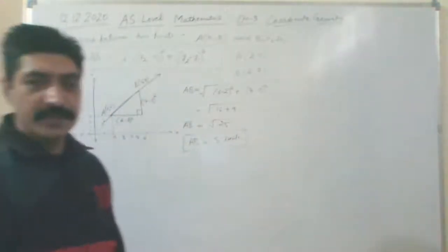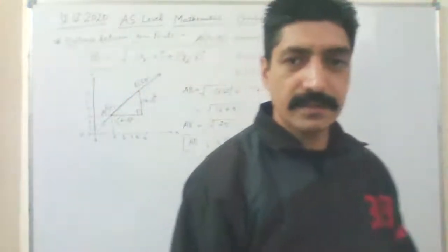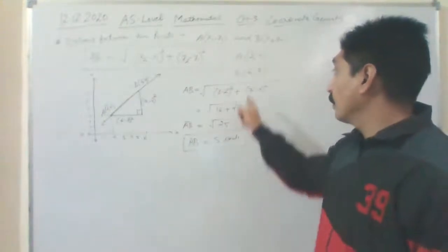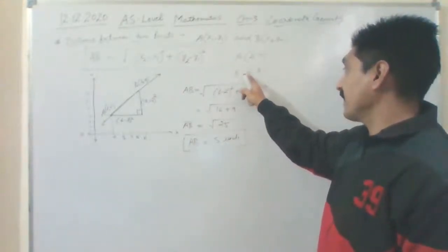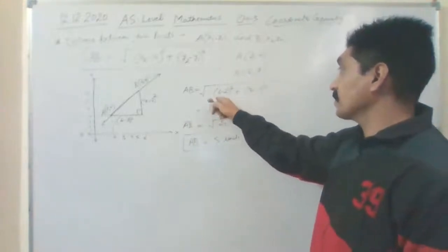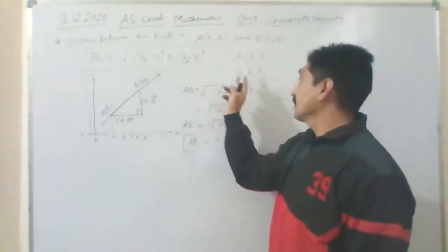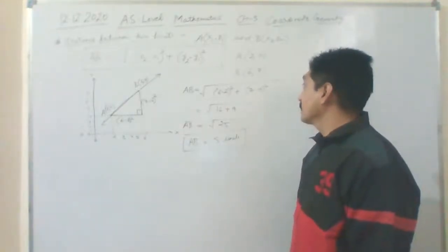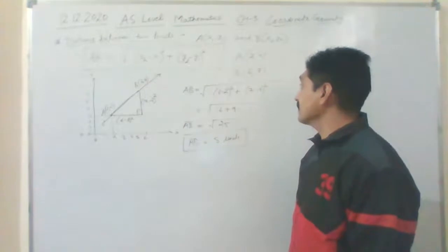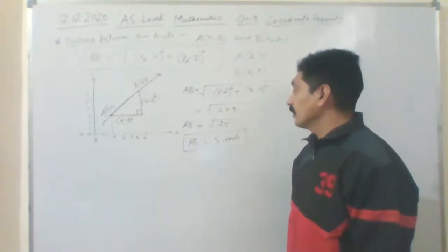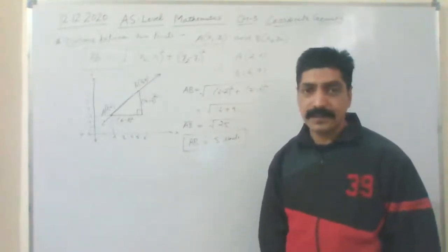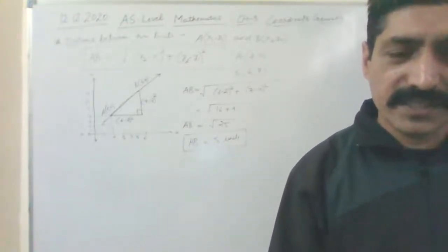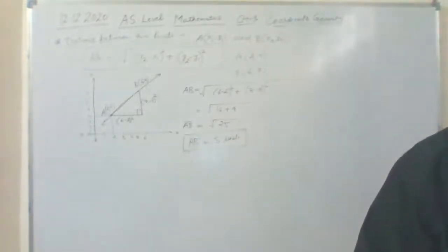If these are the points, the coordinates, one is x1 y1 and another is x2 y2. So we have x2 minus x1, 6 minus 2 whole square plus 7 minus 4 whole square, that is equal to under root 25, right? So this is the distance between 2 points, right?